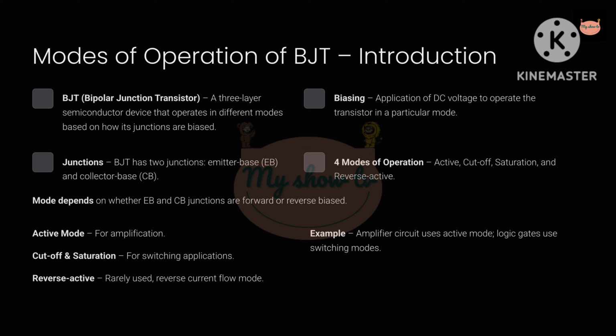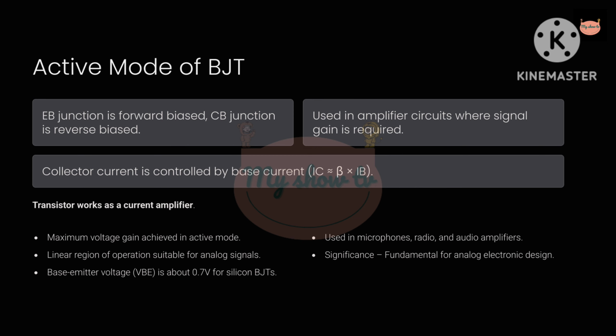The mode of operation is crucial because it defines how the transistor behaves in a circuit, whether it's amplifying, switching, or protecting. Example: a microphone amplifier uses a transistor in active mode, while a logic circuit uses it in switching, cutoff, or saturation mode. Slide 2.